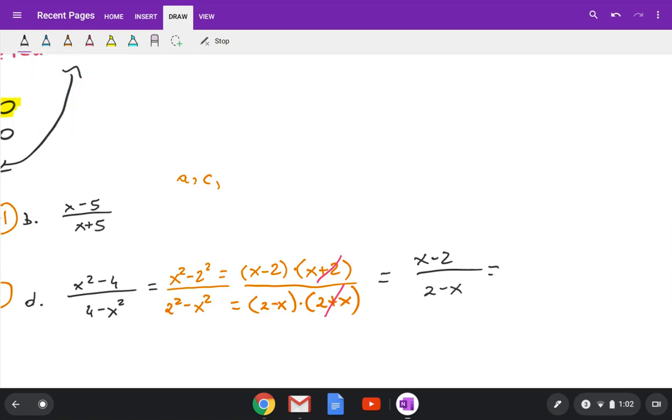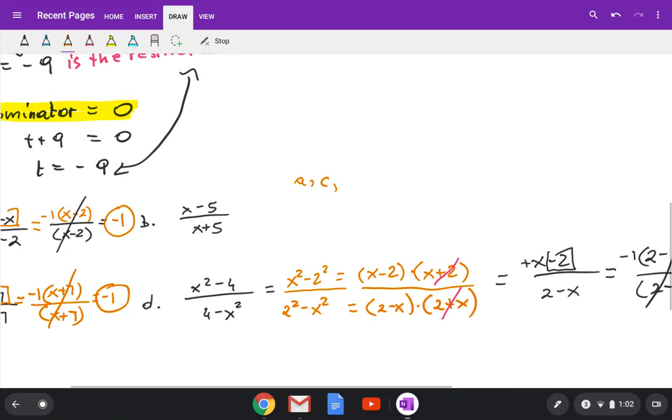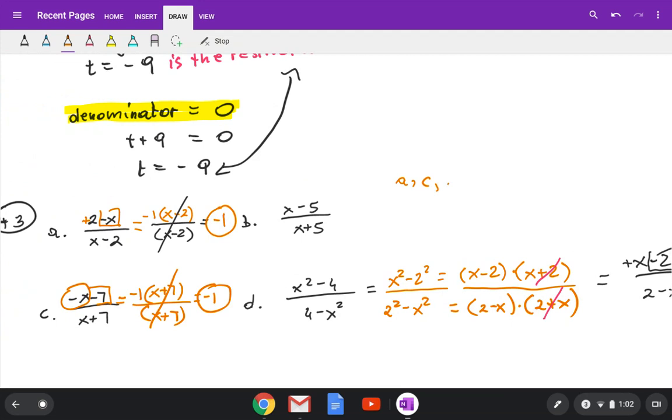But to see that better, I'm going to factor -1 from the numerator. So -2 becomes +2, and this positive x will become negative x. And here we have 2 minus x, and we end up with -1. Okay, so A, C, and D are equivalent because you can simplify them, and all the time you're getting -1.